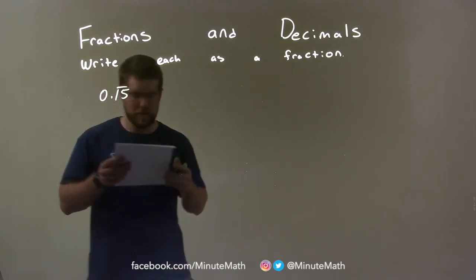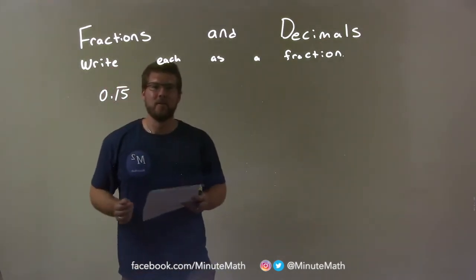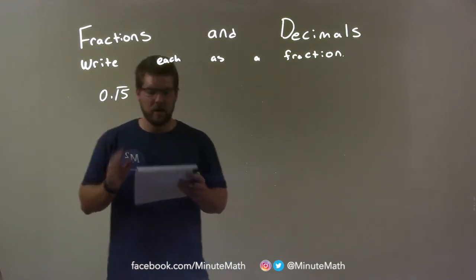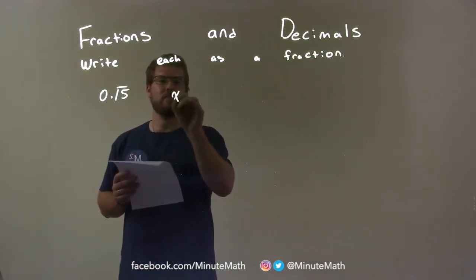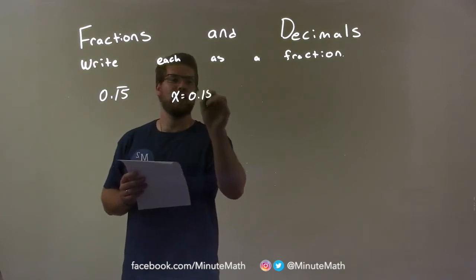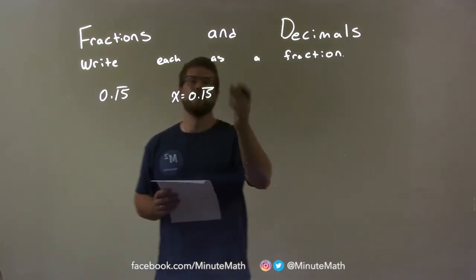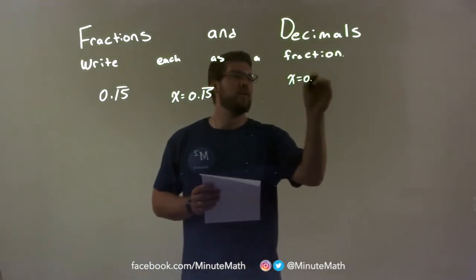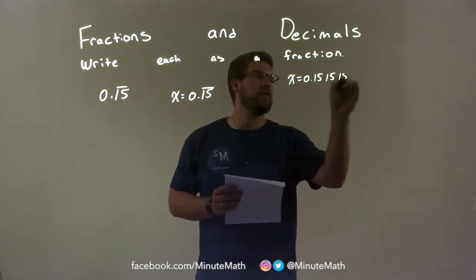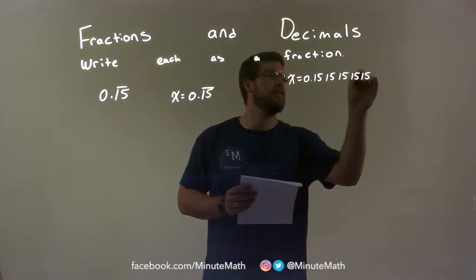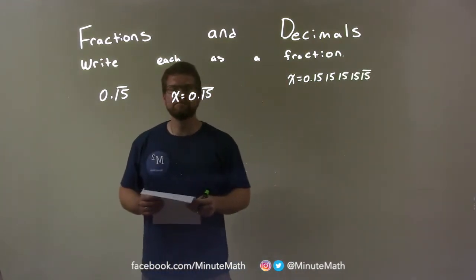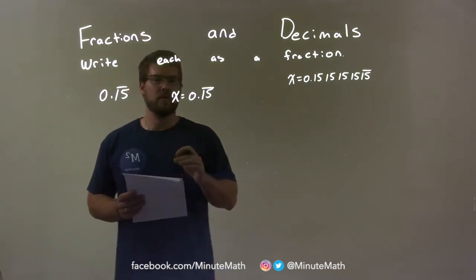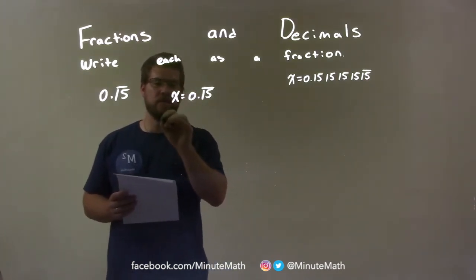0.15 repeating. Okay, when we have a repeating decimal, this is a little tricky. So I'm going to let the variable x represent 0.15 repeating forever, 1515. And so we know that x equals 0.1515151515 forever.